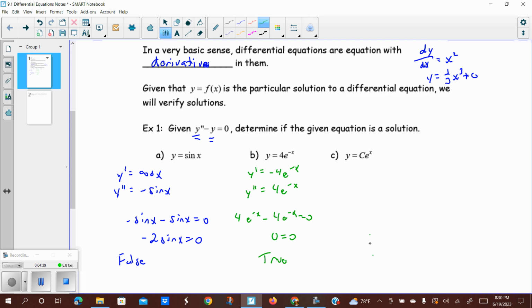There can be multiple solutions to differential equations, especially ones that have higher order derivatives in them. So there can be a whole bunch of different things. Let's check C. Let's see if C works.